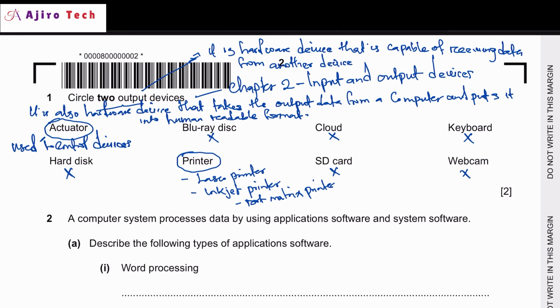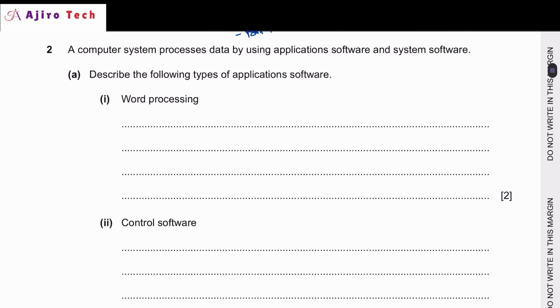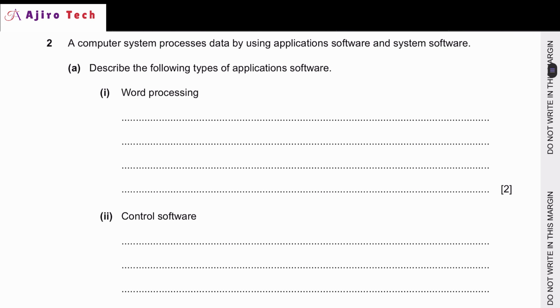All right. Question 2. A computer system produces data by using application software and system software. Describe the following types. Take note. Now, I think this is the perfect time to talk about the command words. I just want to explain the command words real quick, so that you should know how to address the command word. Very important. Please give me that opportunity to teach you, because most of the time students don't even know how to work with the command words.